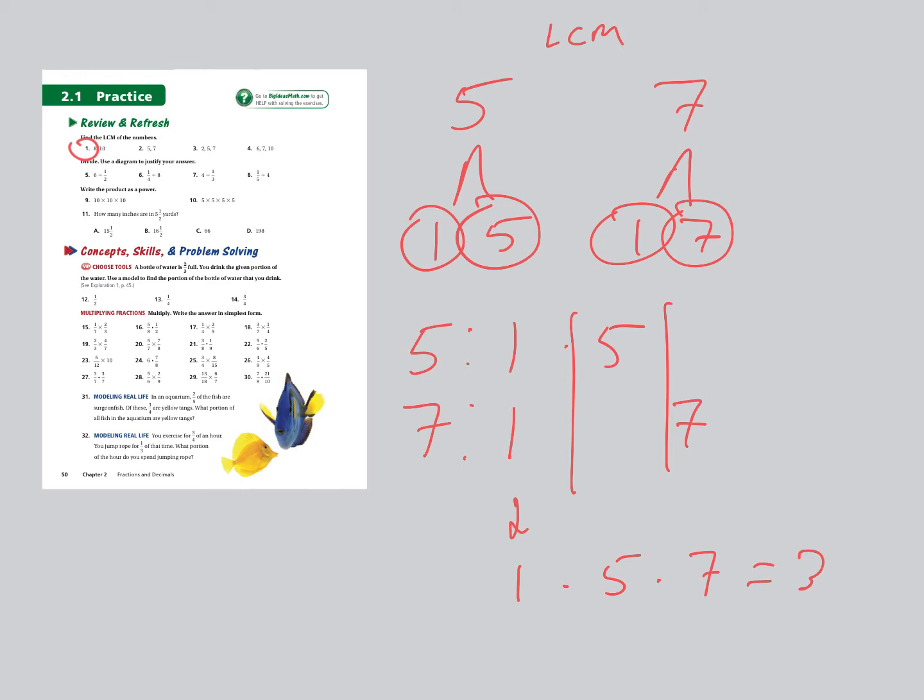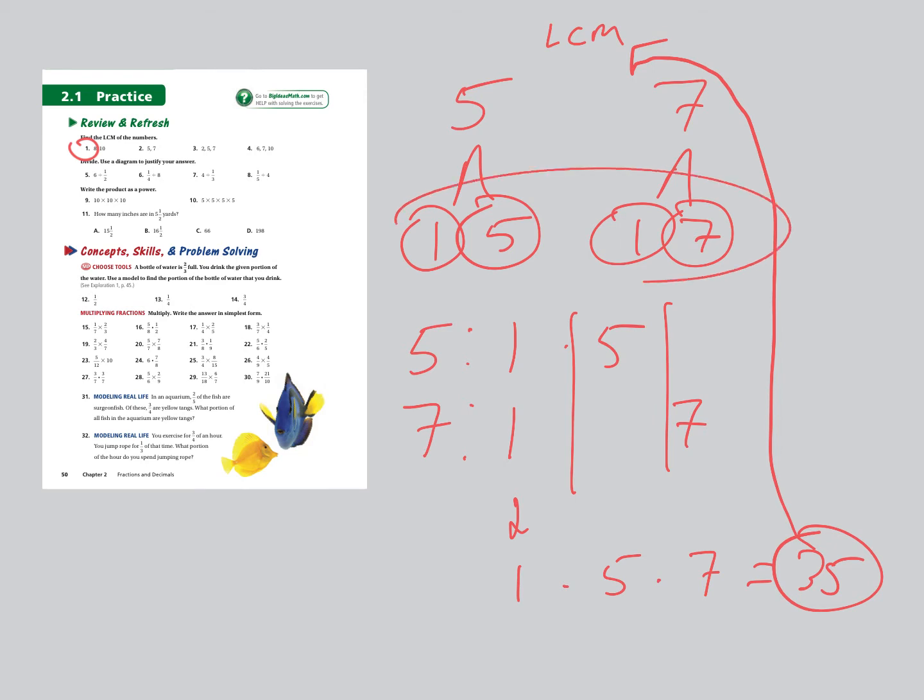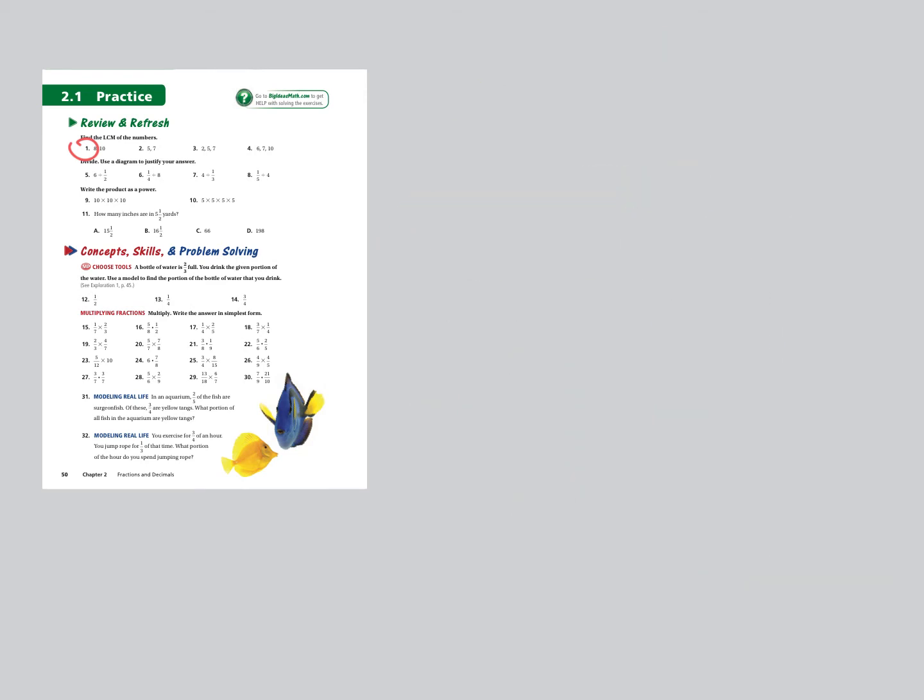Multiply, 35. So the LCM for 5 and 7 is actually 35. So that might have been a little tricky. Let me know if you have questions. All right, that's number 2.